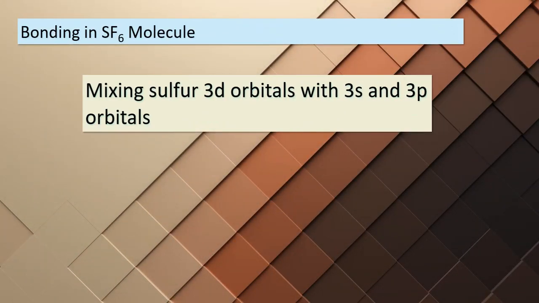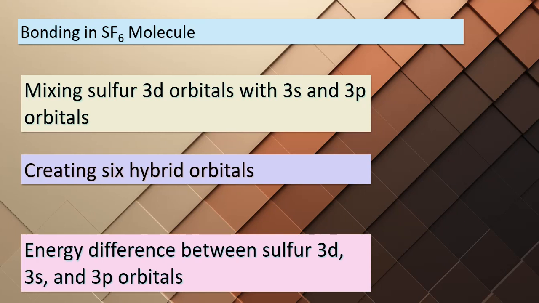Good day, students. Today, we're going to delve into the intriguing world of molecular bonding, particularly focusing on the bonding in the sulfur hexafluoride molecule. Picture this. We have sulfur, a central atom, surrounded by 6 fluorine atoms. Now, to understand the bonding, imagine mixing 2 sulfur 3d orbitals with the 3 3s and 3 3p orbitals. This would give us a total of 6 hybrid orbitals. But hold on. Here's where it gets fascinating.